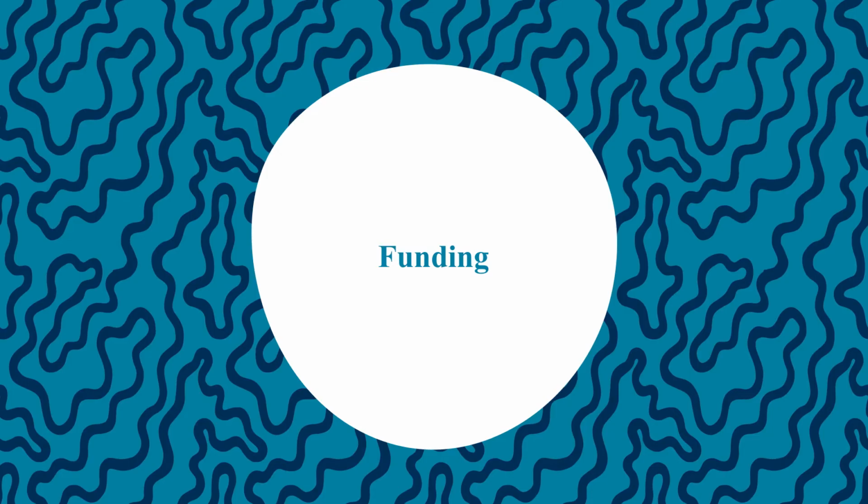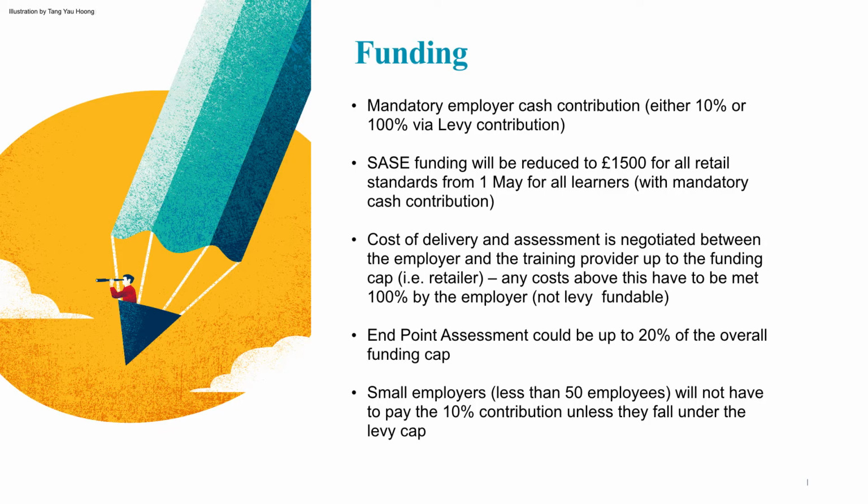So moving on to funding, which is one thing that most people are interested in. As I said earlier, there is a mandatory employer cash contribution. It's either 10% or 100% via the levy system. And as of the 1st of May, funding for all SACE apprenticeships will be reduced to £1,500 for all learners. Now, this is 16 to 18, 19 plus and 25 plus, and even those that are in large 1,000 plus employers. You will get £1,500 per learner, or as a levy paying organisation, they will be paying £1,500 per learner.